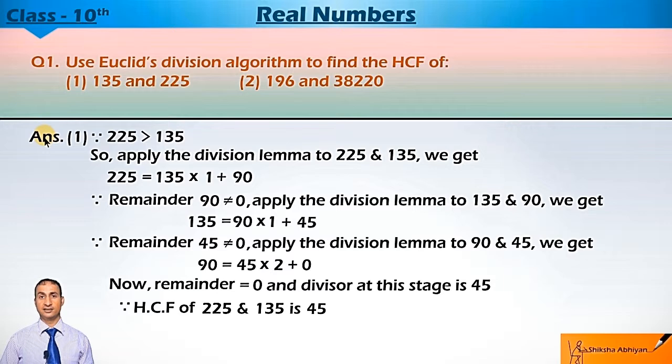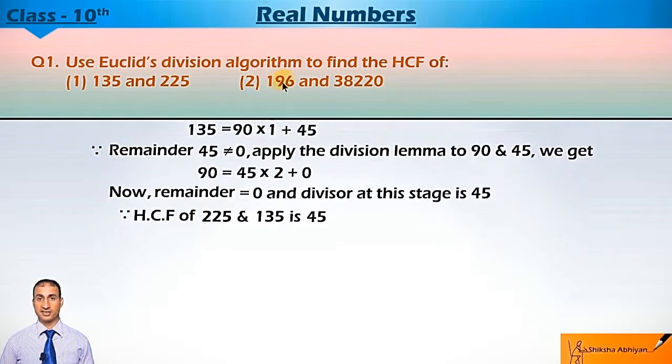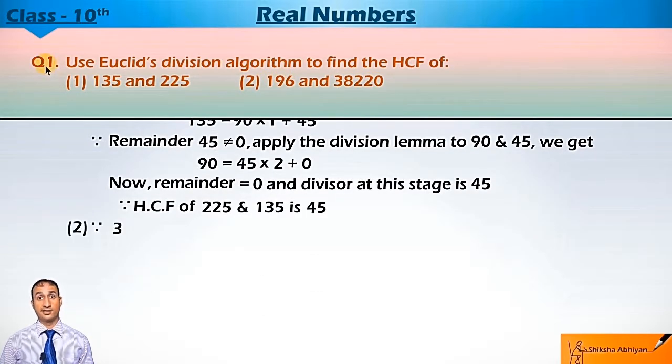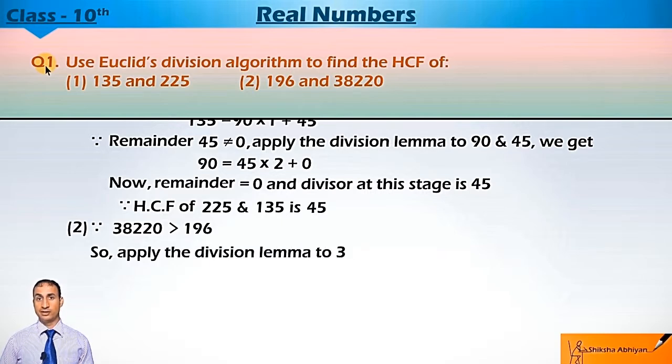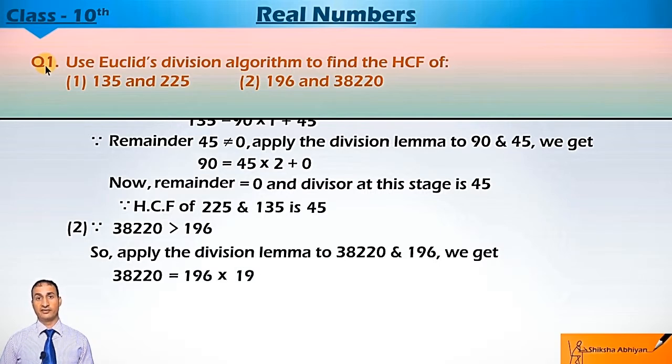So now see the second part. In second part, the student numbers are 38,220 and 196. Since 38,220 is greater than 196, so our dividend is 38,220 and divisor is 196. So apply division lemma to 38,220 and 196. We get 38,220 is equal to 196 into 195.